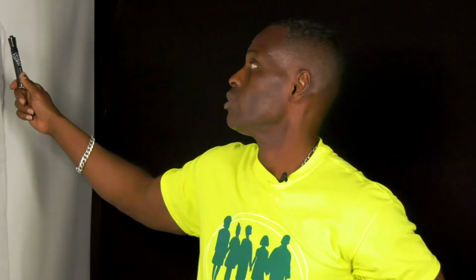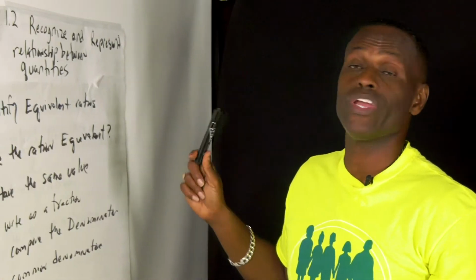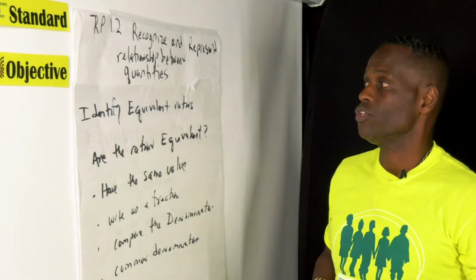What we're going to be covering today is ratio and proportion under 1.2, recognizing and representing the relationship between quantities. You need to be able to recognize and identify. Represent means you need to be able to actually perform or do something that shows that you can perform the act by creating your own. So representing is you actually doing it.